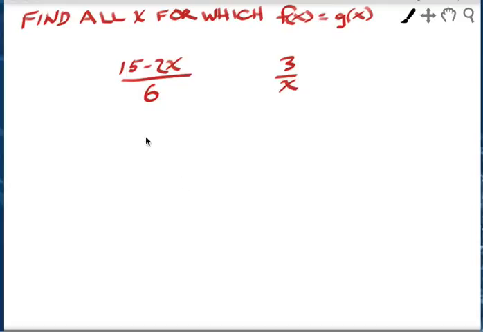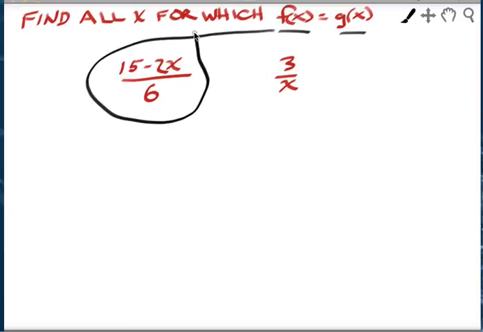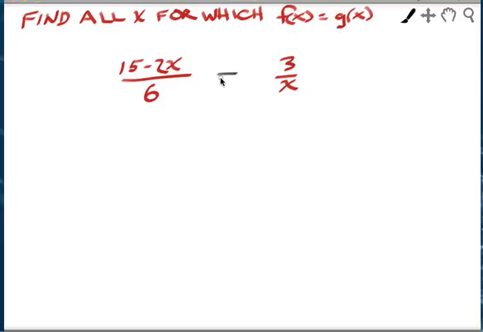Okay, this problem asks us to find all x for which f of x is equal to g of x. And they give f of x as being this and g of x as being this. And we're supposed to make them equal to each other. We want them to be equal to each other, and we want to find out for all x for which that is true. Okay, I don't have a problem with that. Let's set them equal to each other. And now let's solve this.